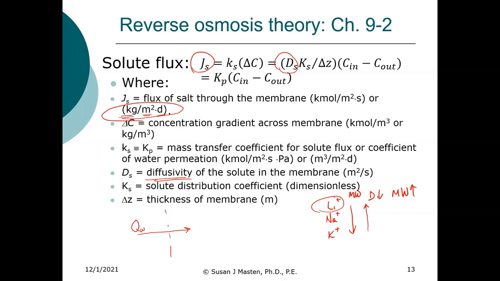So consequently, what you're going to see, okay, is that your flux is greatest for your lower molecular weight ions or compounds. Okay. It's also a function of the concentration gradient across the membrane. And a salt permeation coefficient or mass transfer coefficient across the membrane. And this is going to be membrane specific.